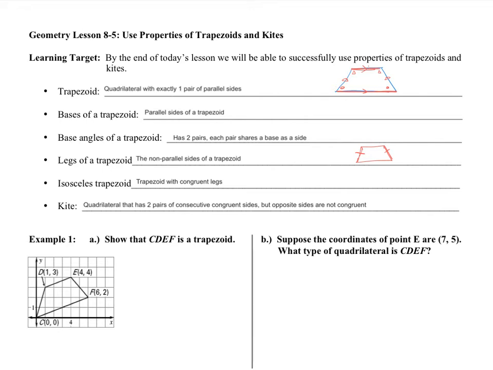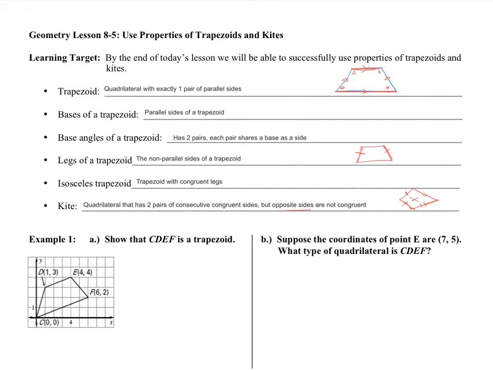And the kite is a quadrilateral that has two pairs of consecutive congruent sides, but the opposite sides are not congruent. So just like the word itself, the kite looks just like a typical kite that you will fly in the sky. So this side will be congruent to this side, and this side will be congruent to this side, but the opposite sides are not congruent.